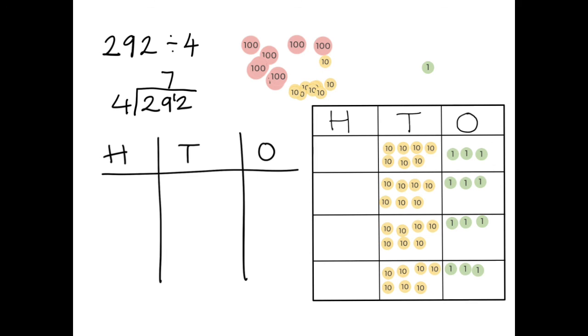I can now see that I have 73 in each row and no remainders. So I can complete my written algorithm by adding 3 into the ones column, not forgetting to complete my original equation that shows that 292 divided by 4 is 73, and that's how you divide using place value counters.